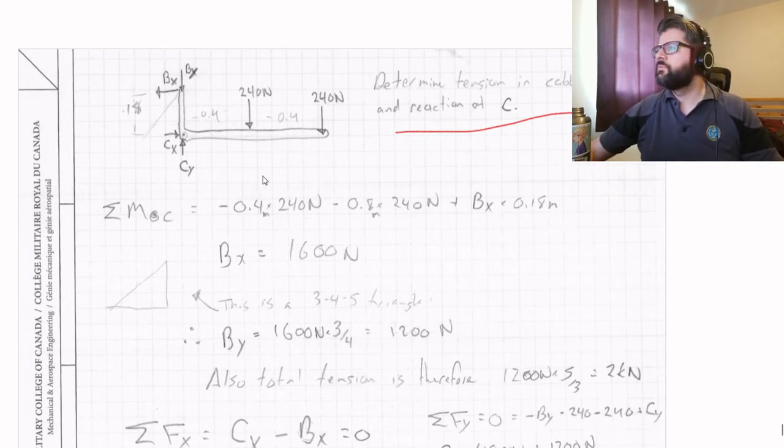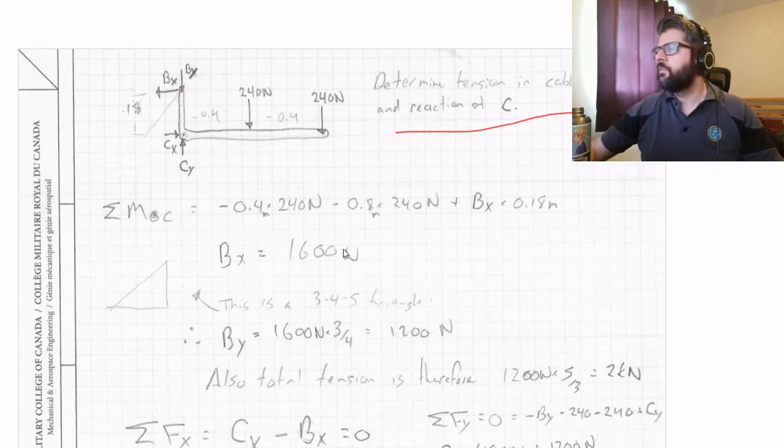Okay, so we had the diagram already, so I'm going to replace that with the free body diagram. So we have the bracket. We've got the two loads, the 240 Newton loads. We've got the tension from the cable, which I've already broken up into its X and Y components. And we've got the X and Y components of the reaction at C.